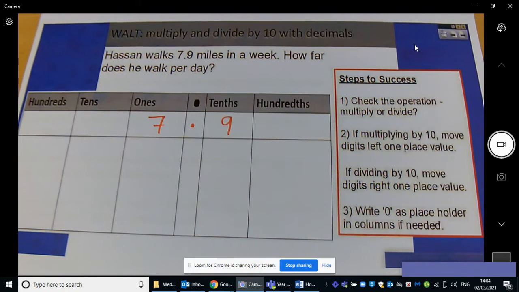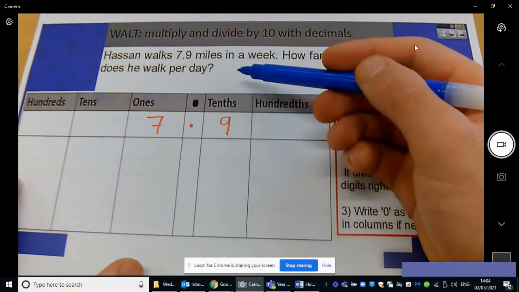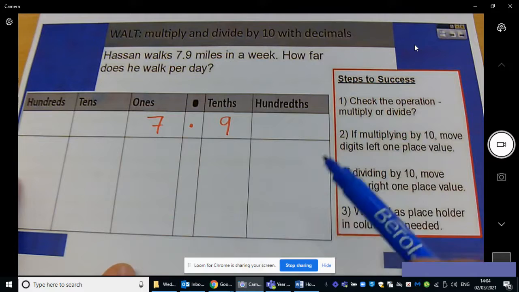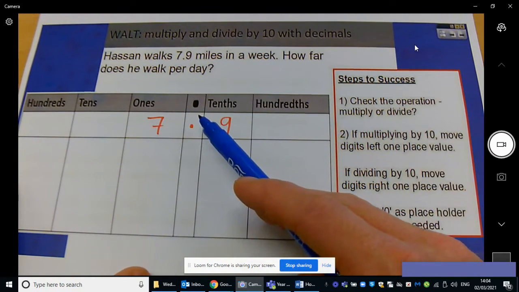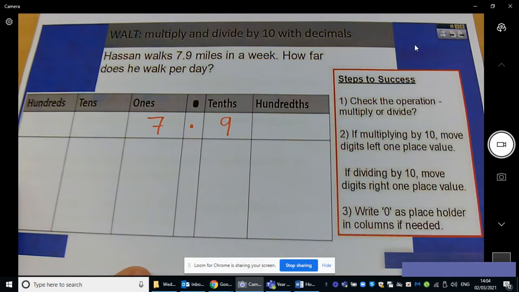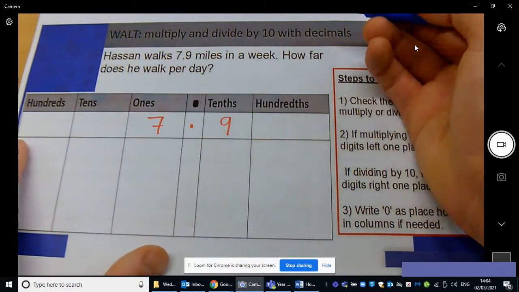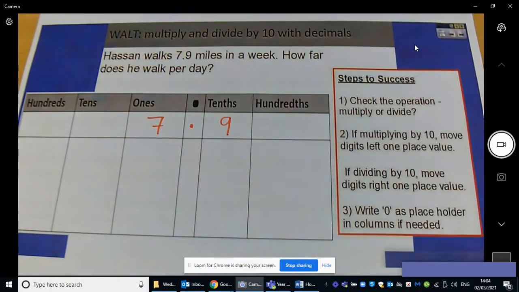Right, guys. So hopefully you've had a good chance at that and had a good go at that. If you're struggling a little bit, that's absolutely fine. We'll talk through this together. So we know how much Hassan has walked in a week. We need to know how much he has walked in a day. So how many days are there in a week? So there are 7 days in a week.